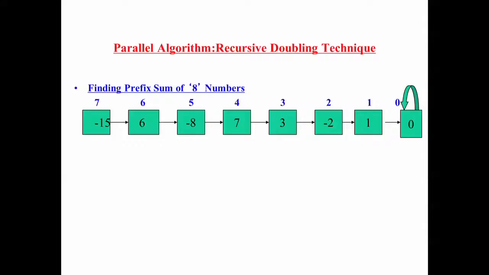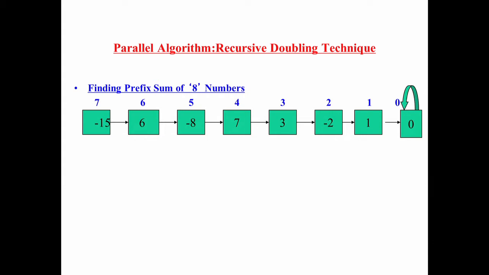Okay. Now this is known to you, the recursive doubling technique. Now I have 8 processors, numbered 0 to 7. Of course this 0 processor will just do nothing. I want to do the prefix sum. So I have 1, 1 minus 2, 3 minus 2 plus 1, 7 plus 3 minus 2 plus 1, minus 8 plus 7 plus 3 minus 2 plus 1, I want to move it. So this we have already seen.